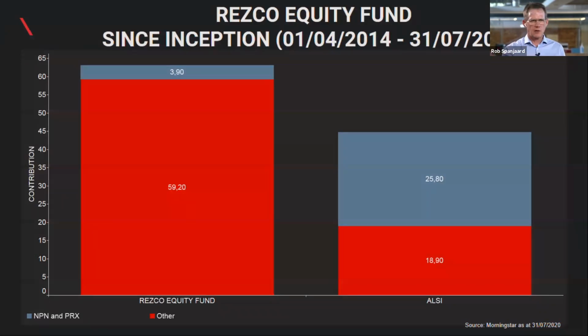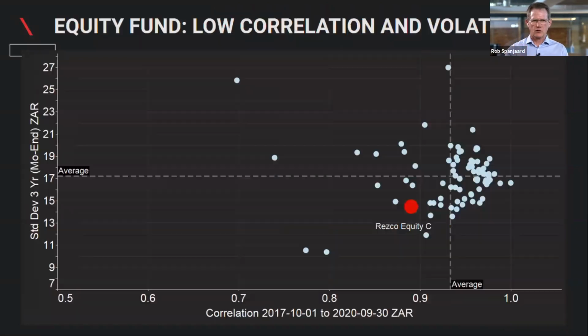Now, that's great. You can have a separate debate about Naspers' process, but if all your funds are too heavily dependent on one share, it's tricky. And obviously that translates to our equity exposure.